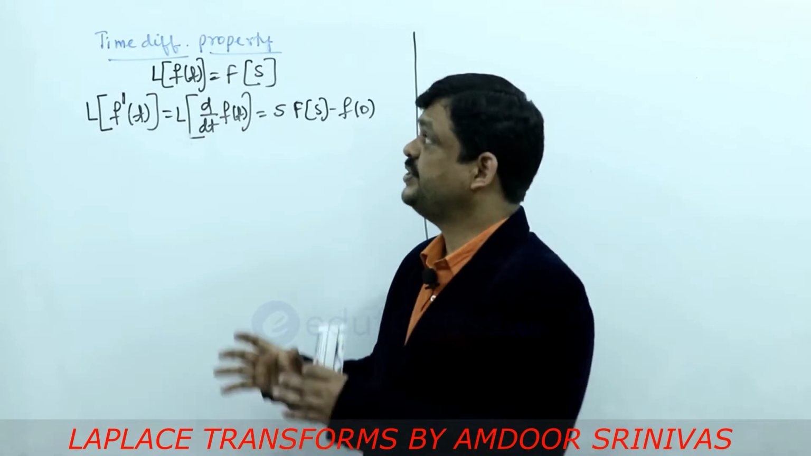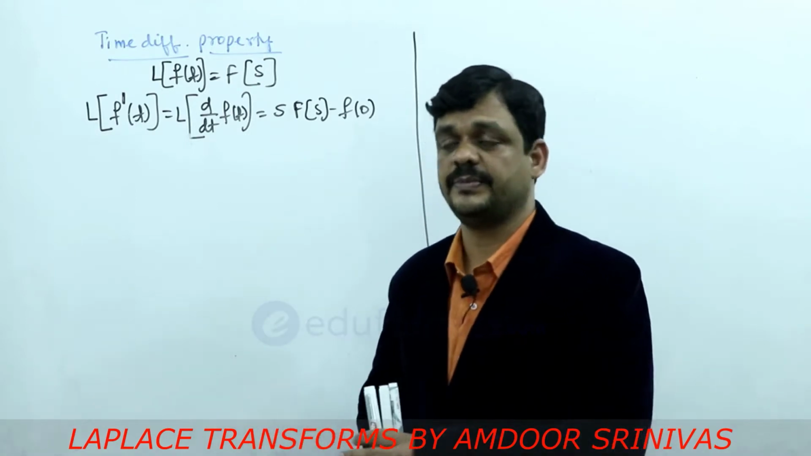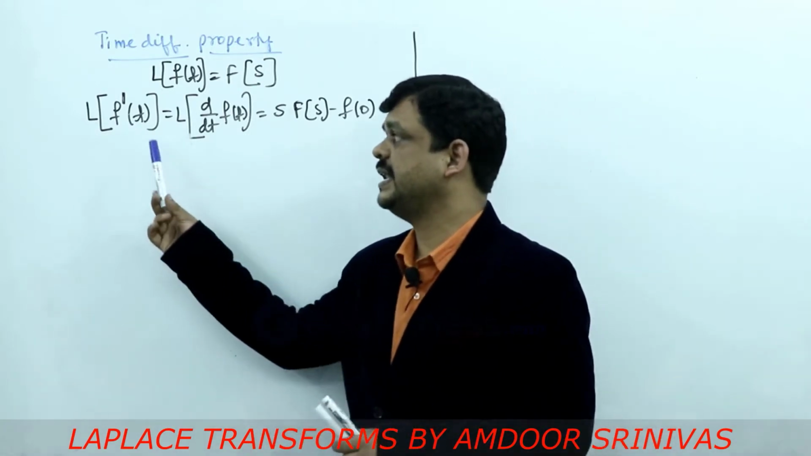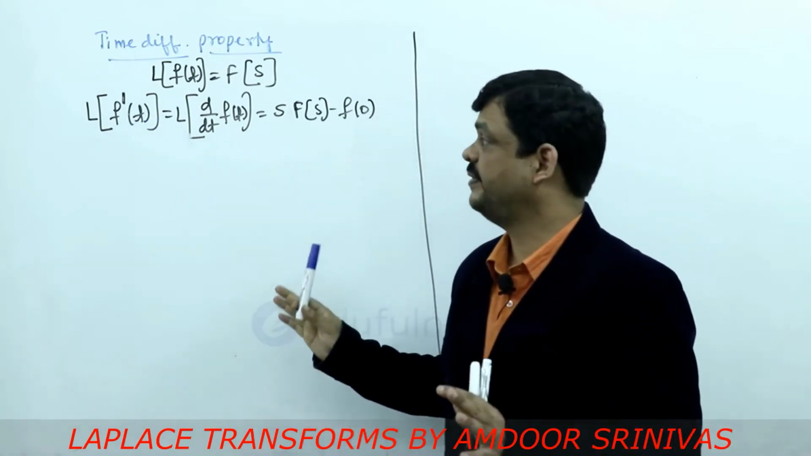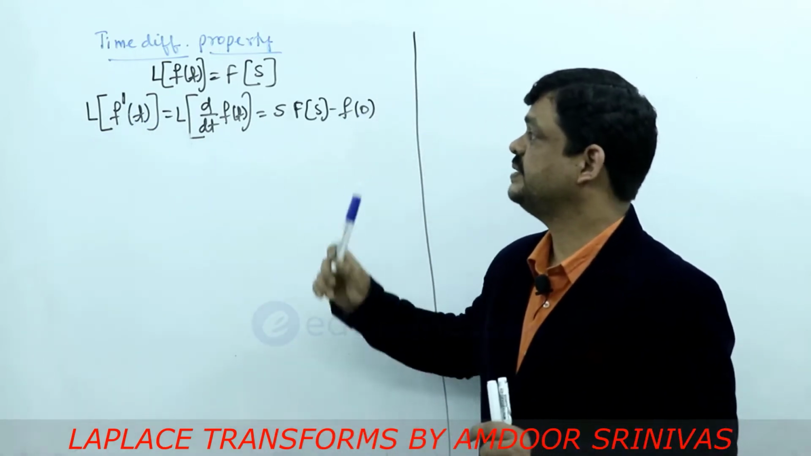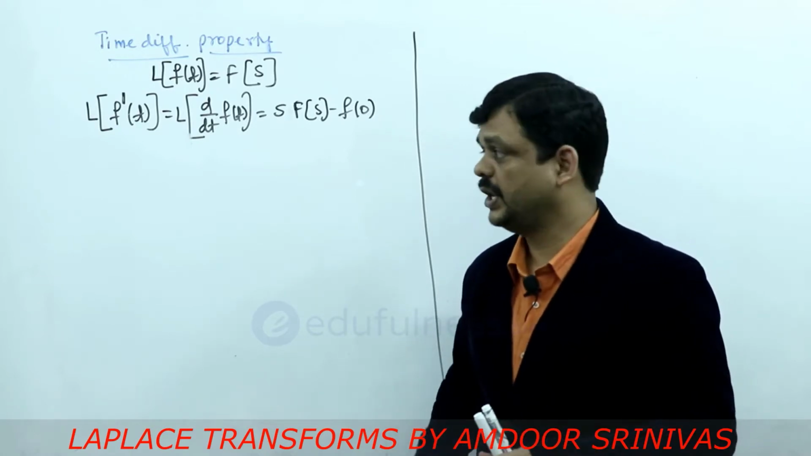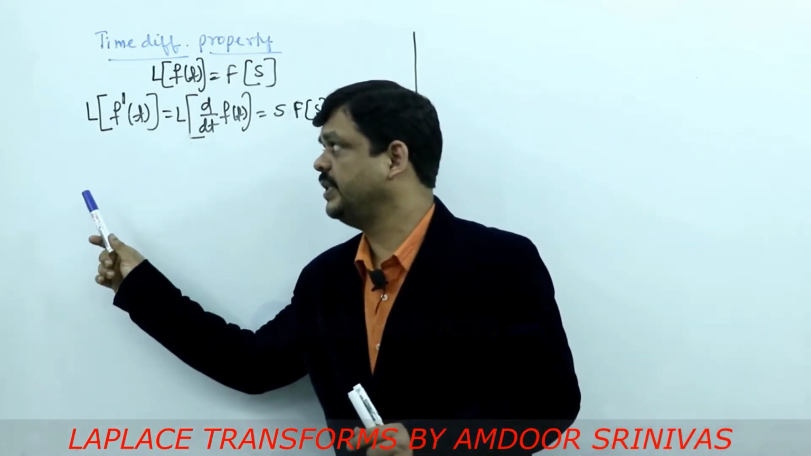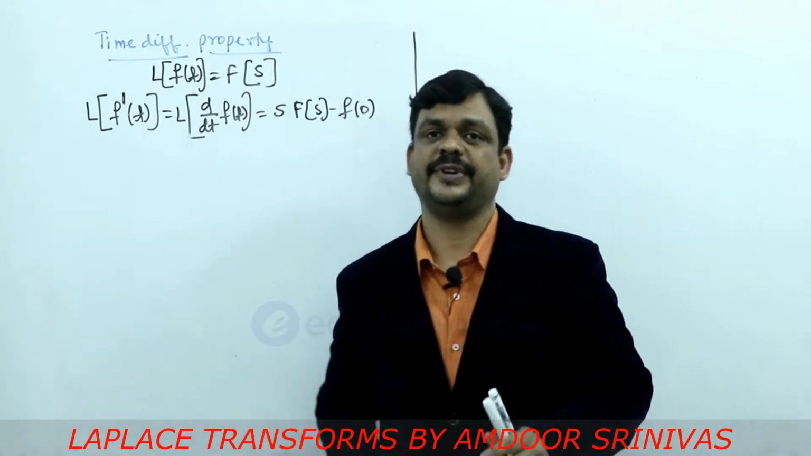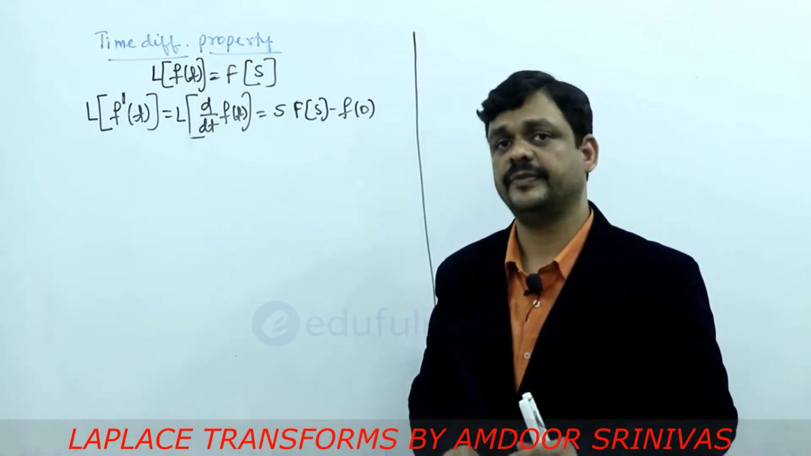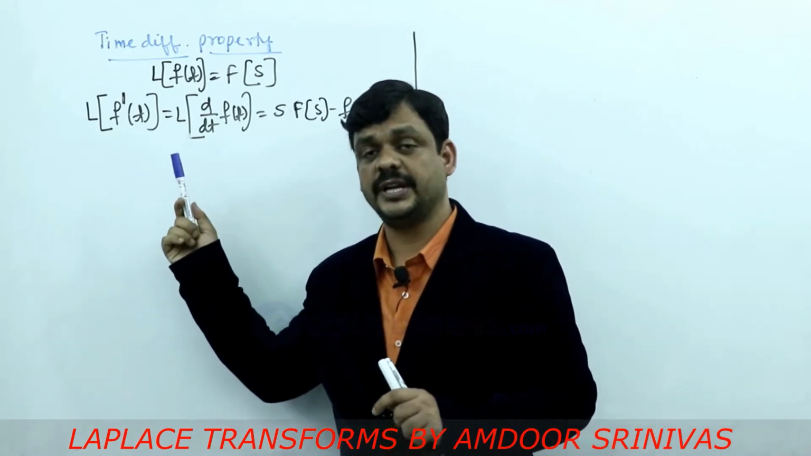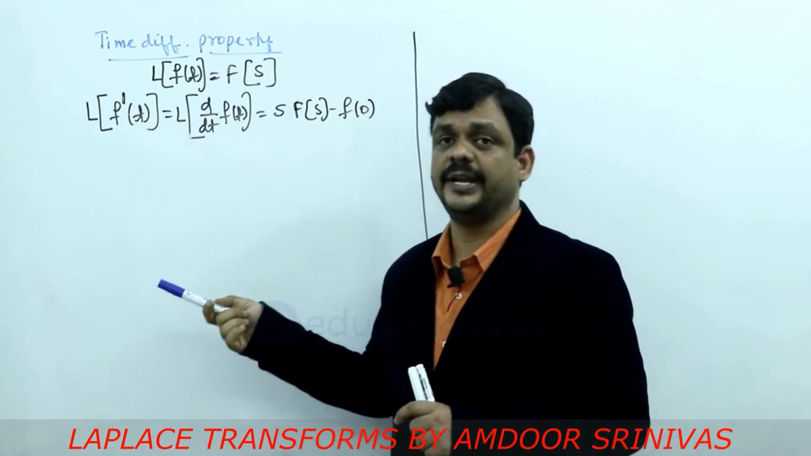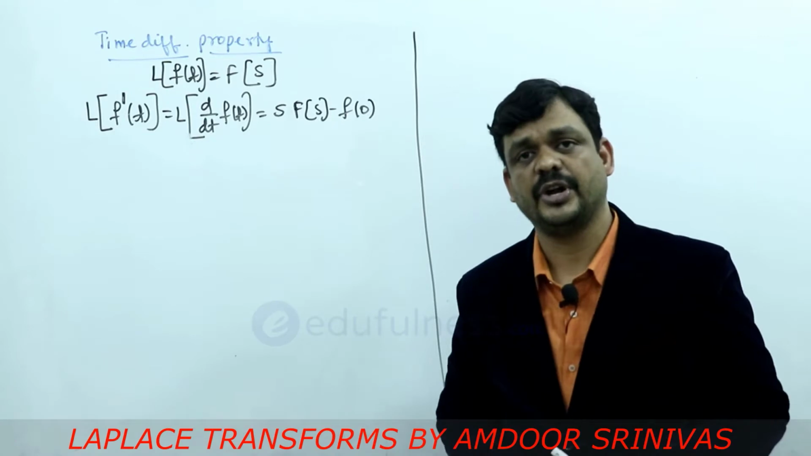So, the differentiation property, that is the time differentiation property. The statement is like this: Laplace transform of f dash of t, or d by dt of f of t, is s into F of s minus f of 0. So here I have written a complete statement for one-time differentiation operation. Now if the number of differentiation operations in the time domain increases, then we have to prepare the standard statement.